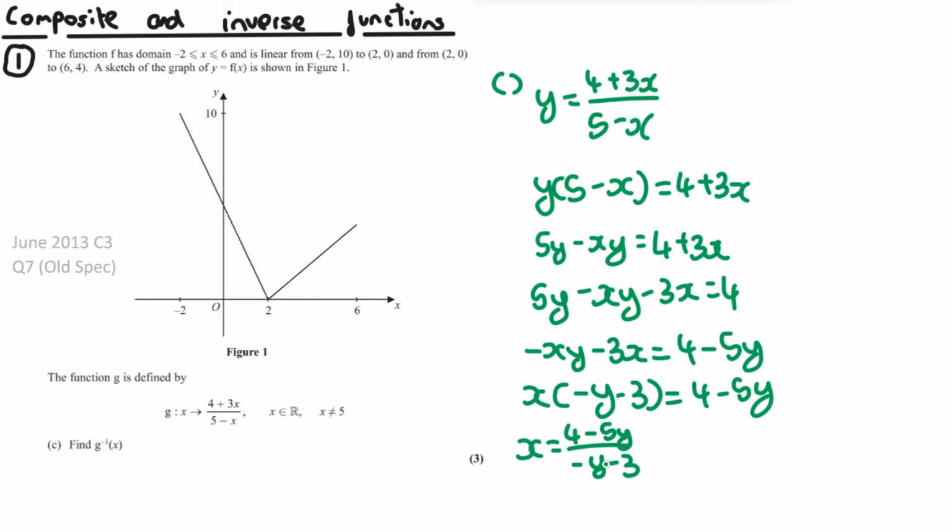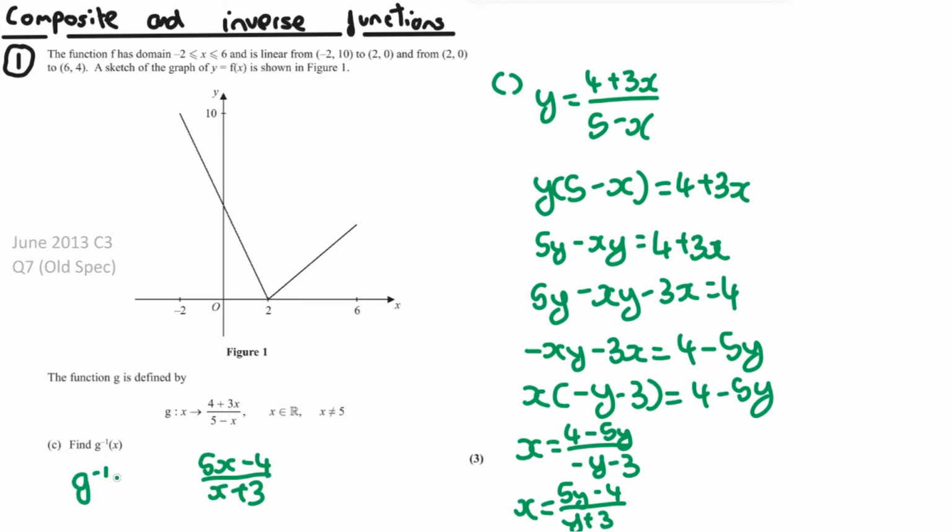I'm going to times both the numerator and the denominator by minus 1 as well, because this is kind of an unneat way of writing it. So therefore x is equal to 5y minus 4 over y plus 3. And then the last step is we just replace all of the y values with x. So it's going to be 5x minus 4 over x plus 3, and this is what g of minus 1 of x is equal to.